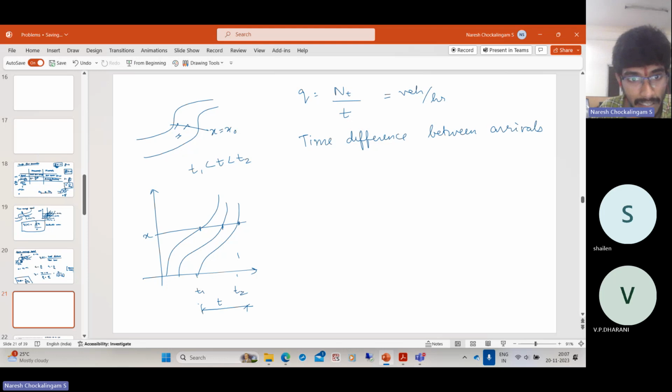How many vehicles have passed? 1, 2, and 3. So 3 vehicles. Flow rate is the number of vehicles in the time interval t divided by the length of the time interval t. And what is time headway?